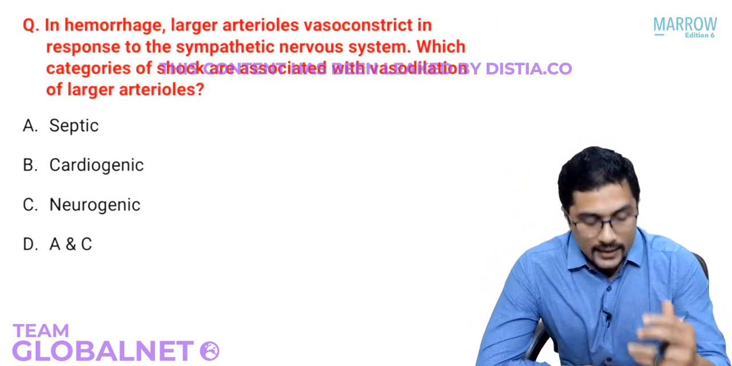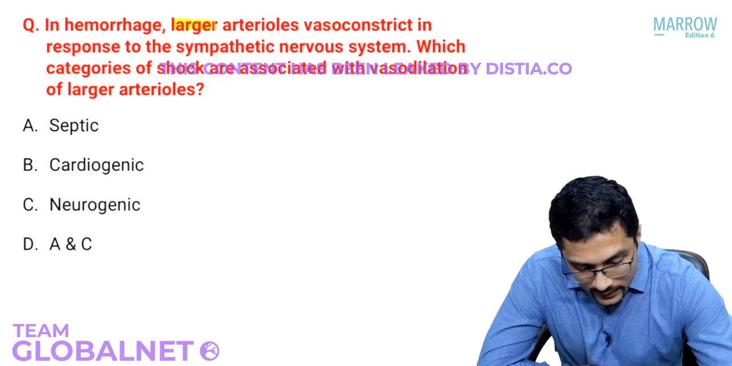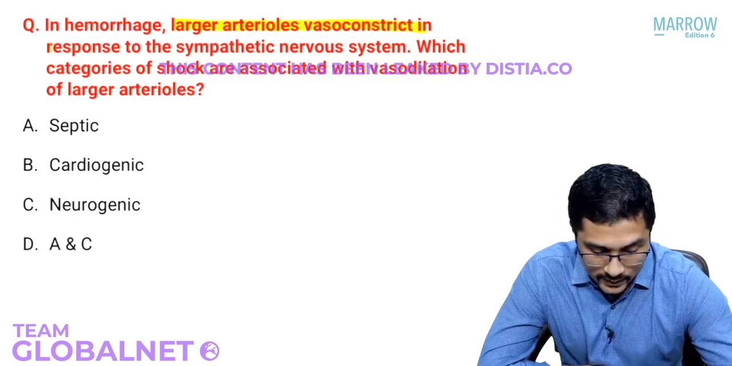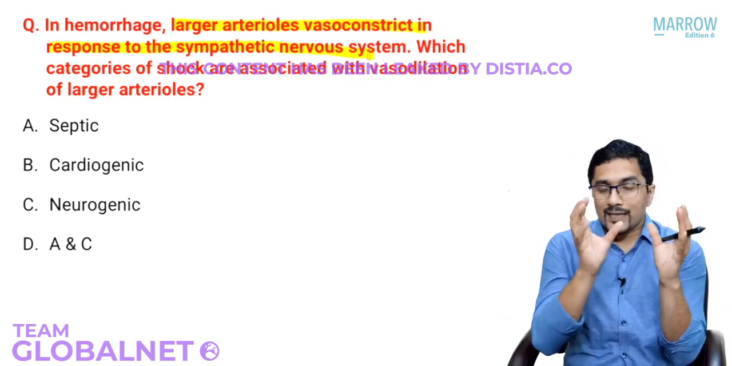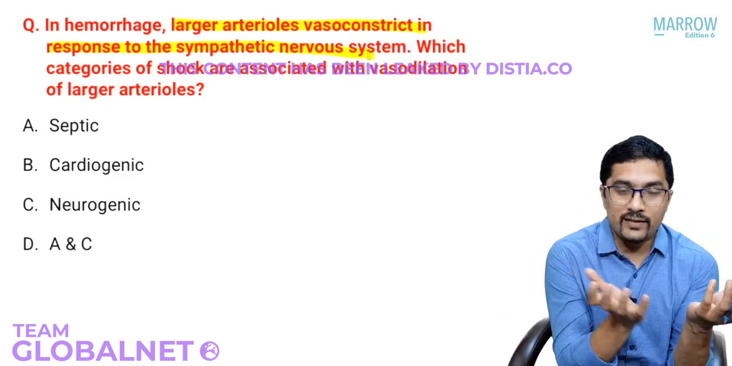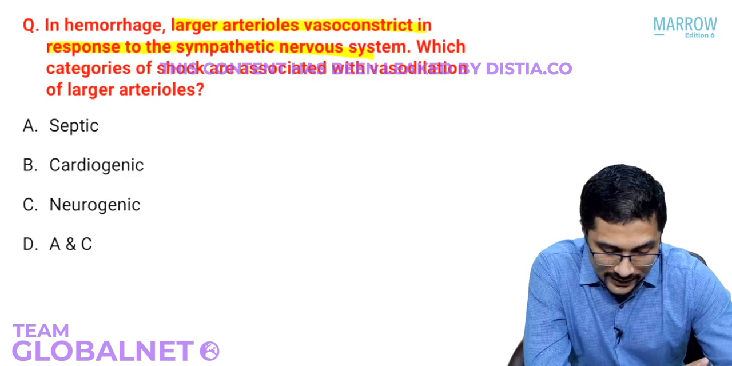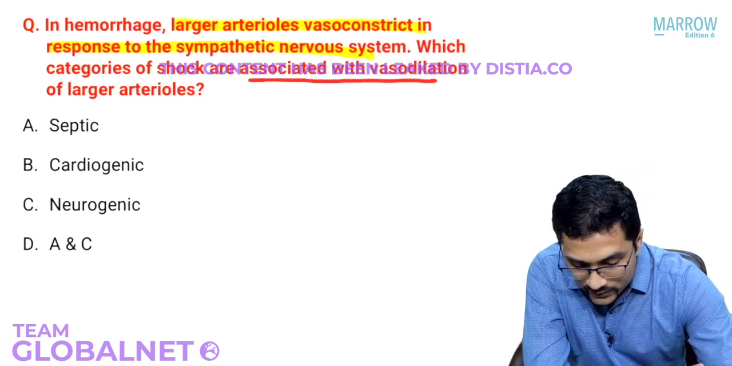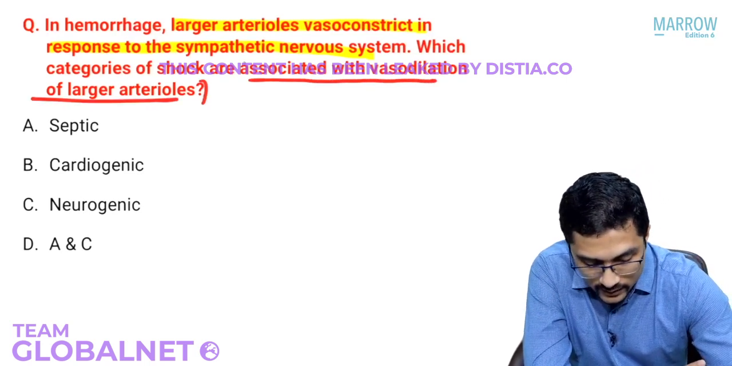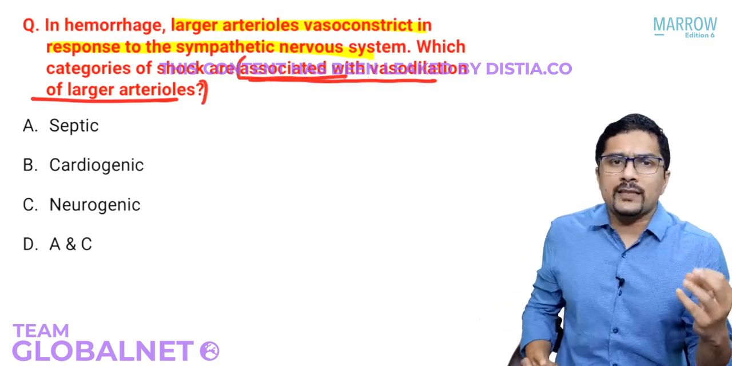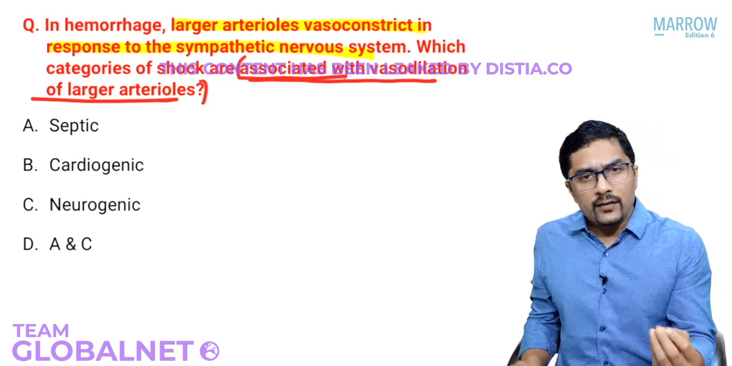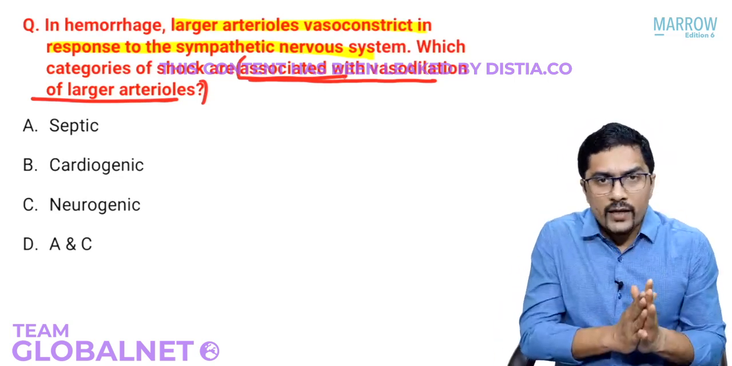Right, in hemorrhage, larger arterioles vasoconstrict in response to the sympathetic nervous system. Yes, that is why there are cold extremities when there is hemorrhage. Which categories are associated with vasodilation of large arterioles? So don't get confused by such technical questions and technical terms. Try to simplify it for yourself.